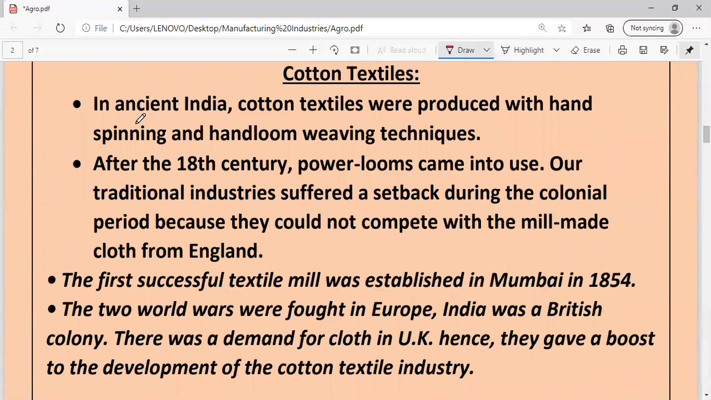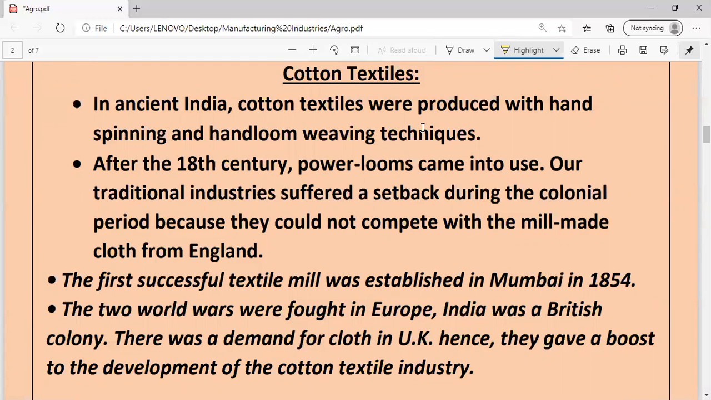Cotton textiles. In ancient India, cotton textiles were produced with hand spinning and handloom weaving techniques. Machineries were not used. The production was carried out using manpower. After the 18th century, power looms came into use. That is, machinery started coming. Power looms work with the help of electricity, with the help of power. It needed energy, and with energy resources, it started working.